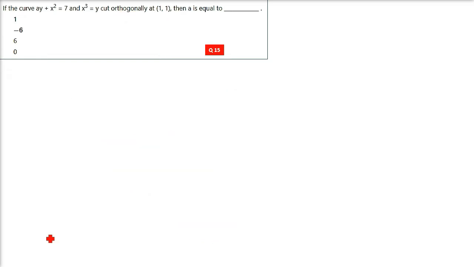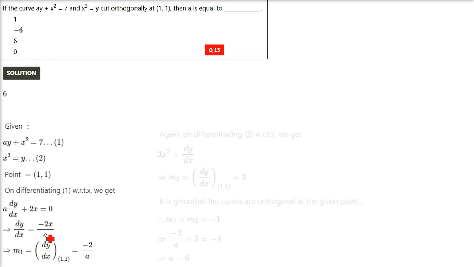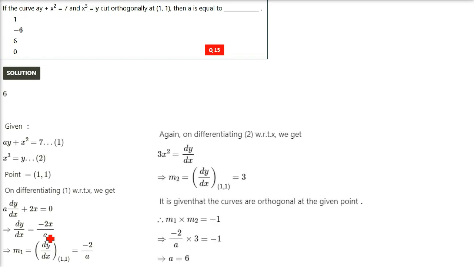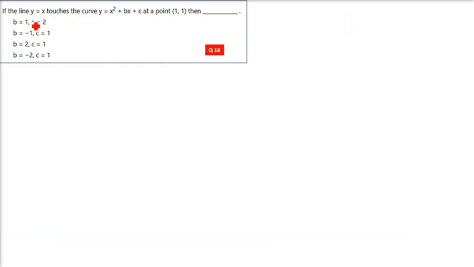So how you are going to go about it, this is the whole way. This is how you are going to write for it. If the line y equals to x touches the curve y equals to x square plus bx plus c at point 1, 1, then y equals to x is the line which touches the curve. That means this y equals to x is the tangent.